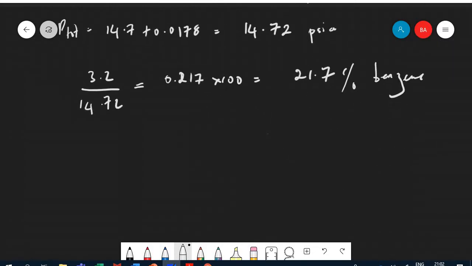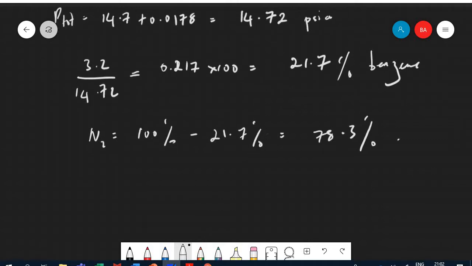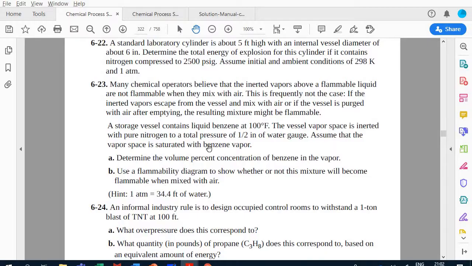So I now have 21.7% benzene, and if I want to calculate how much nitrogen I have, the nitrogen will just be 100% minus 21.7%, which is 78.3%. So this is part of solving the problem. I just showed you how to do the calculation and how to find the volume percentage.